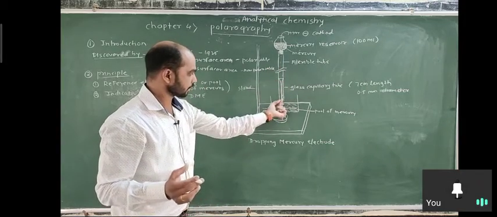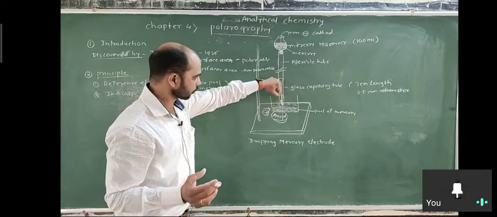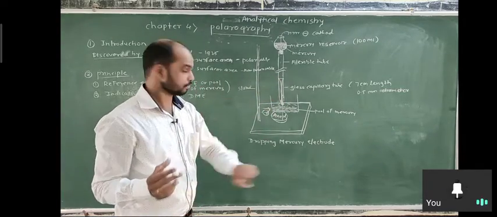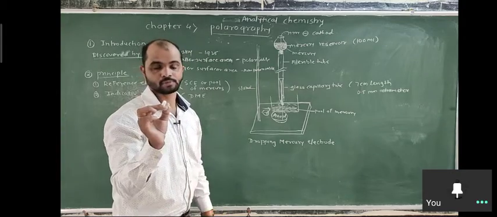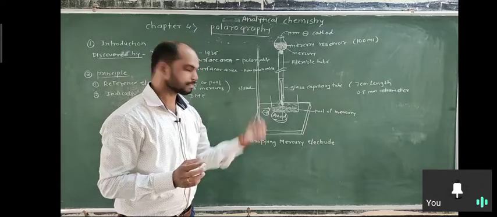Here it is very narrow at the end. That's why the drop that comes from this is uniform. म्हणजे प्रत्येक वेळी जो ड्रॉप येणार आहे त्याची साईज सेम असणार आहे. सो सेम साईज असणार आहे.